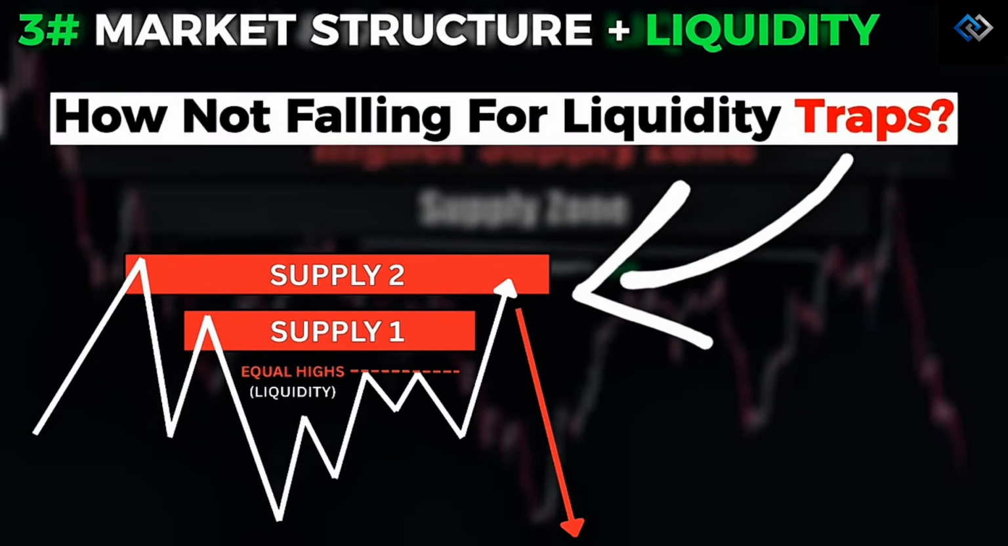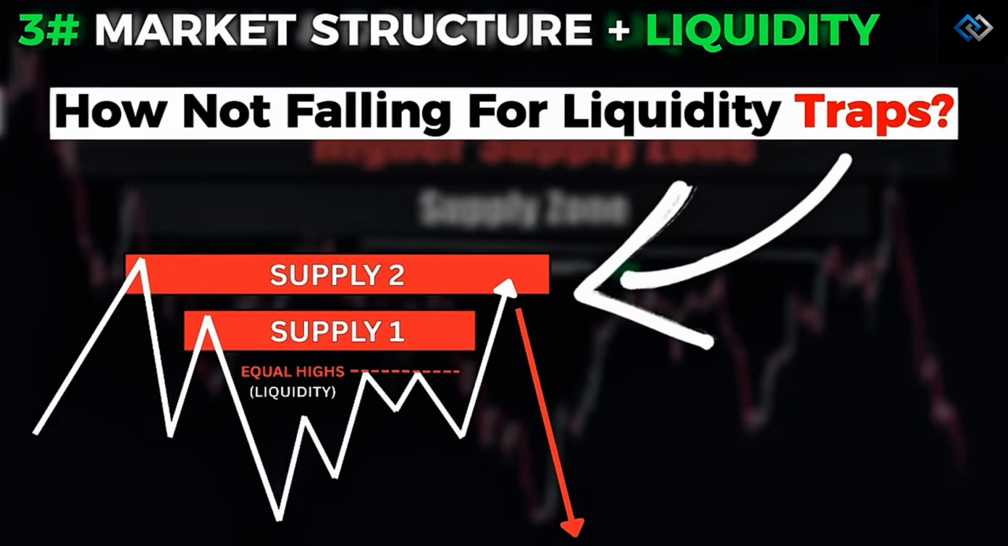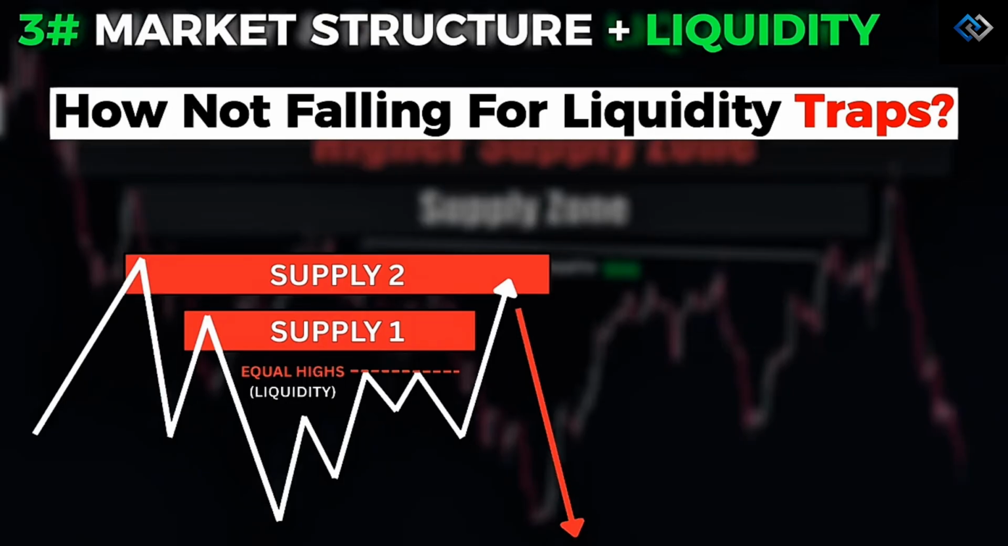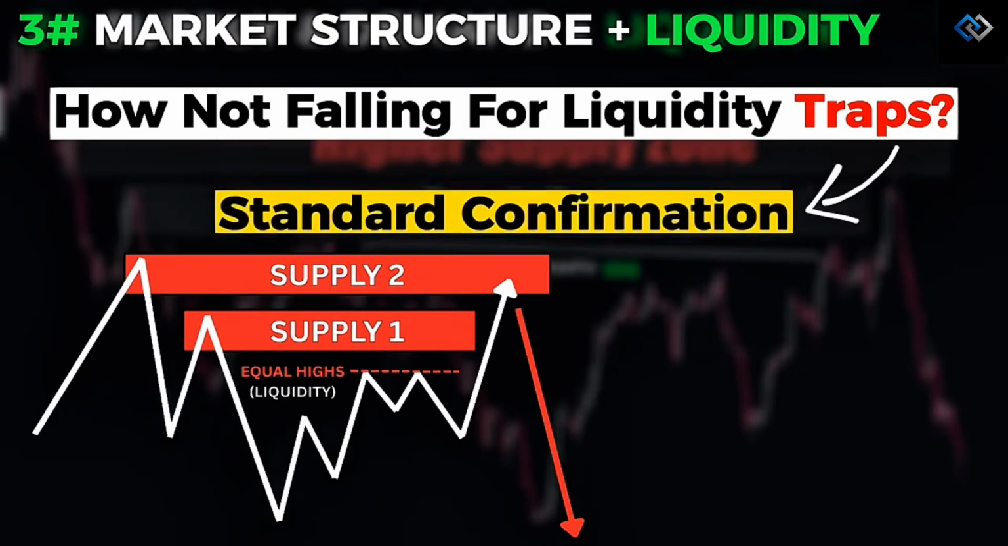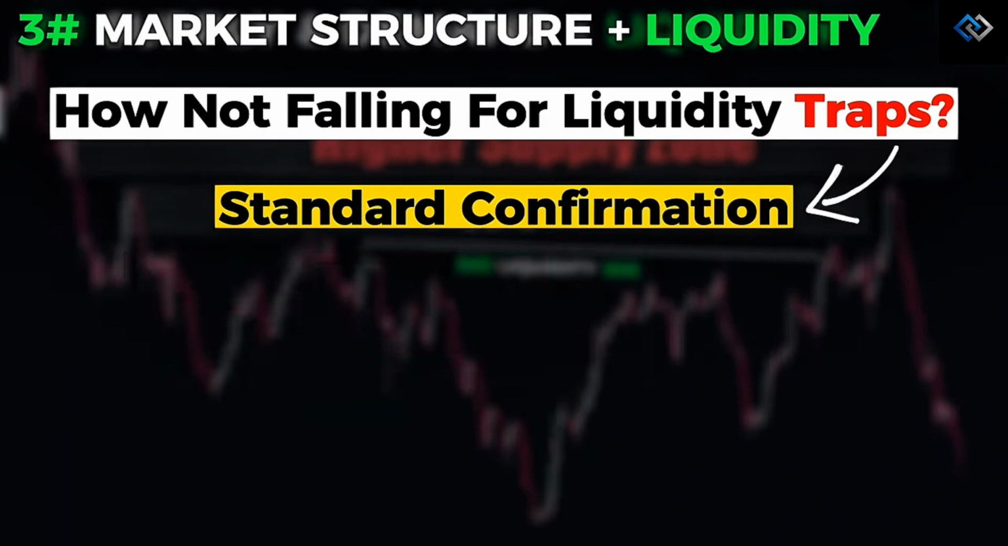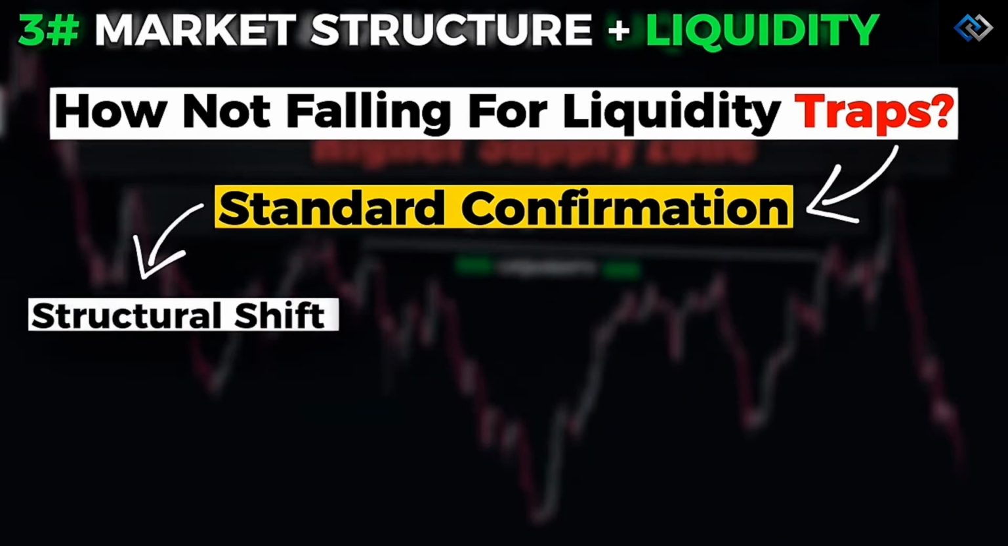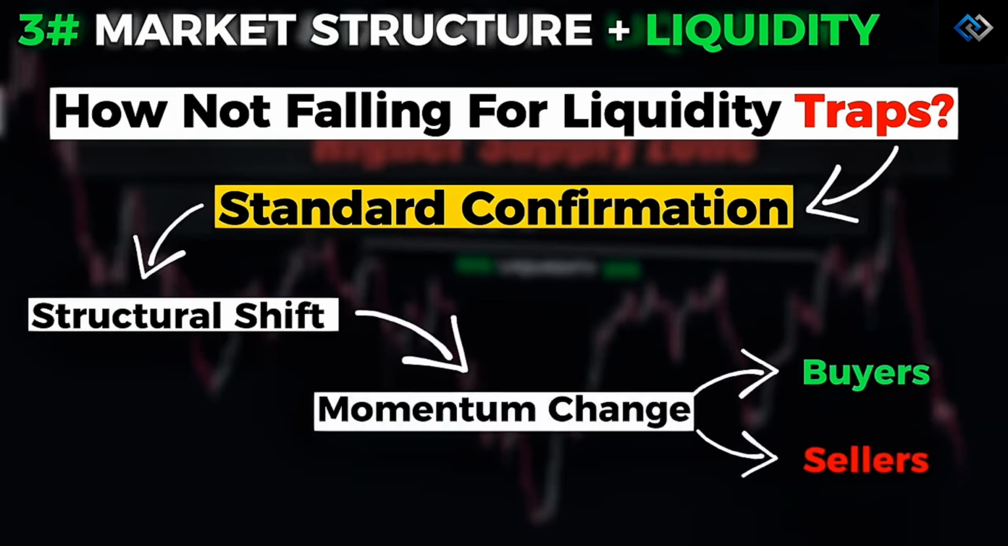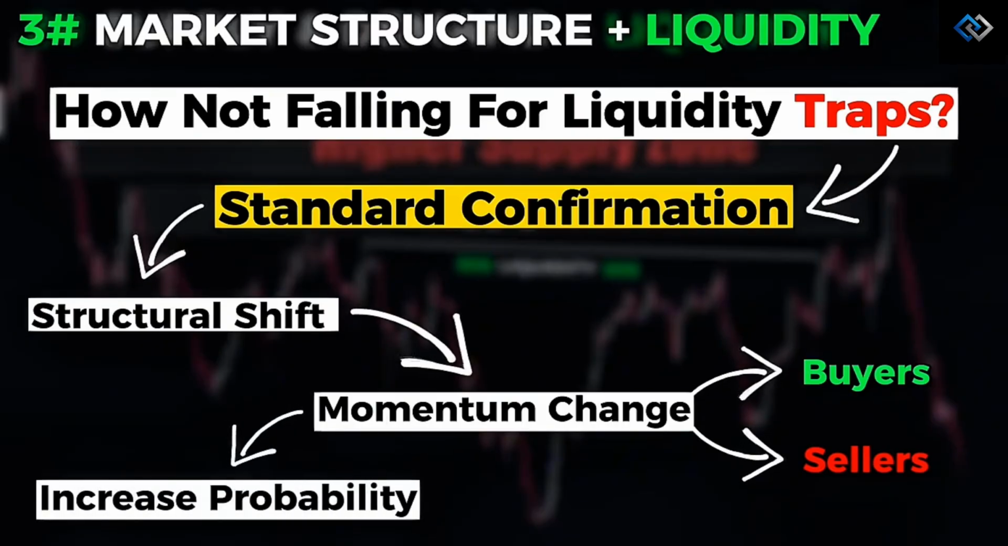So, how do we protect ourselves from getting stopped out both inside the first supply zone and within the broader context? The answer lies in a simple yet powerful entry concept called standard confirmation. Now, this isn't a new idea, it's simply a structural shift that helps us confirm when true control in the market has changed from buyers to sellers, or vice versa. By waiting for this confirmation, we avoid jumping in too early and greatly increase our win probability.